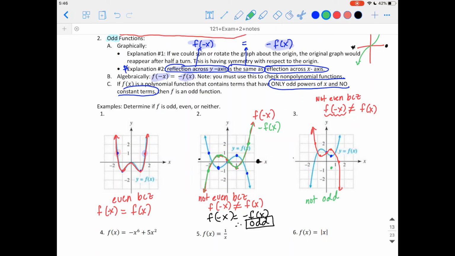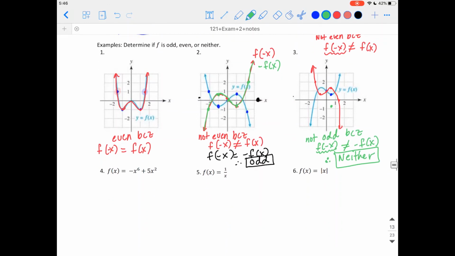It's not odd because my reflection across the y-axis, this is my reflection across the y-axis, is not going to be the same as my reflection across the x-axis. So therefore, this one is going to be neither. All right, next one.